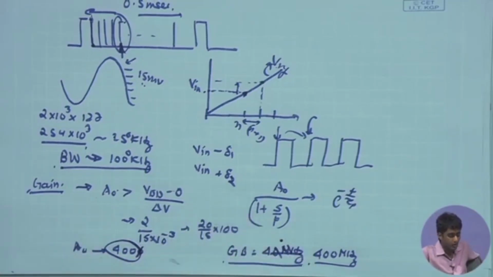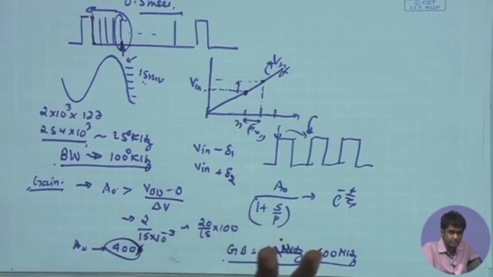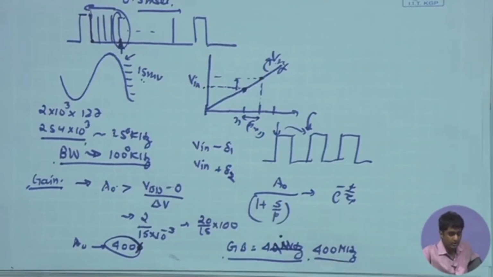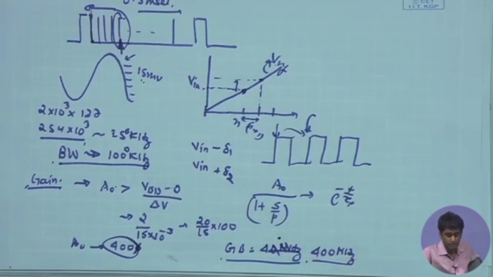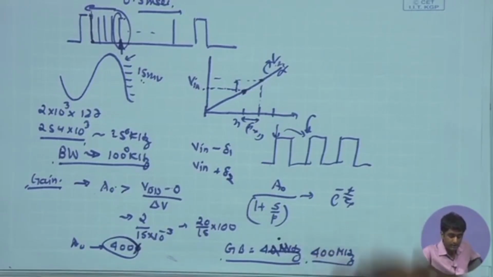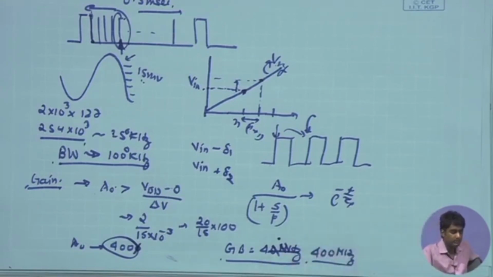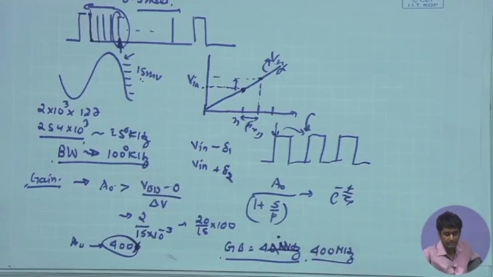We have almost a single stage which can achieve this gain, but along with that you have the bandwidth requirement, for which you may have to restrict your overall RO values, and hence burn sufficiently high bias current as well to achieve this kind of bandwidth, and hence the gain bandwidth product of 400 megahertz.